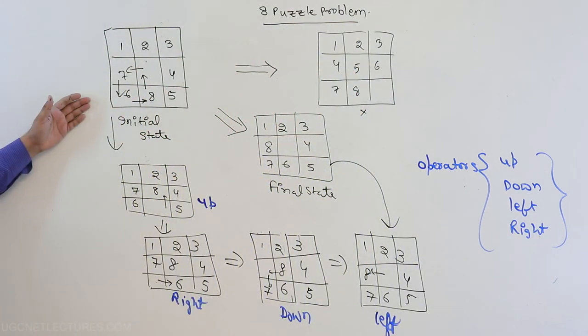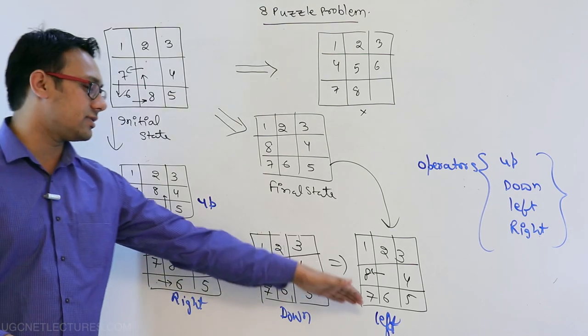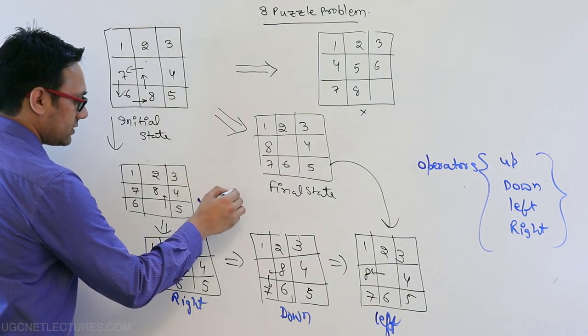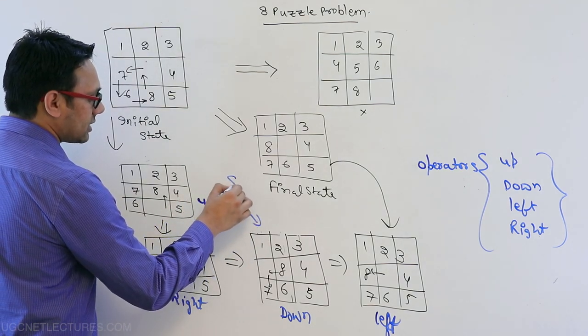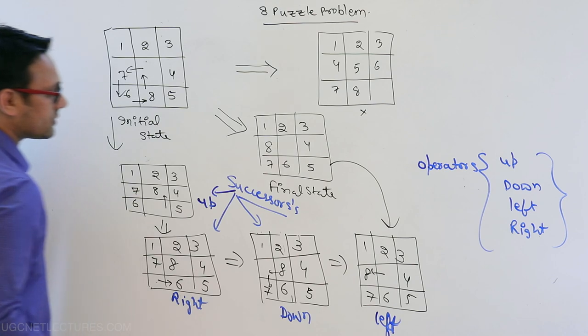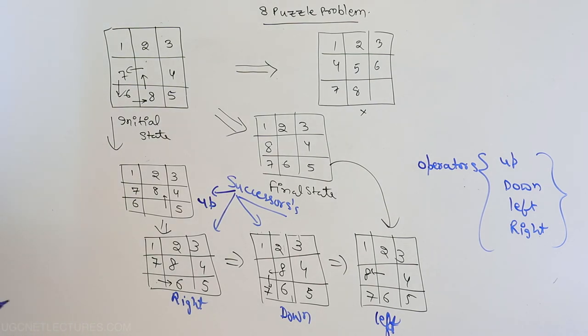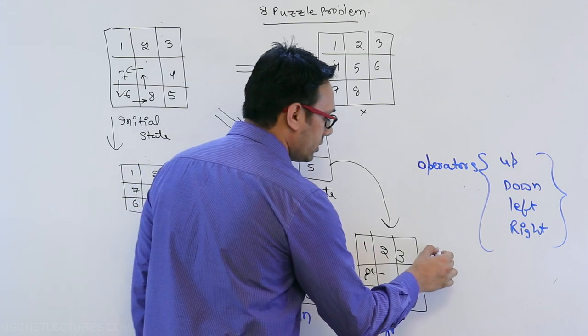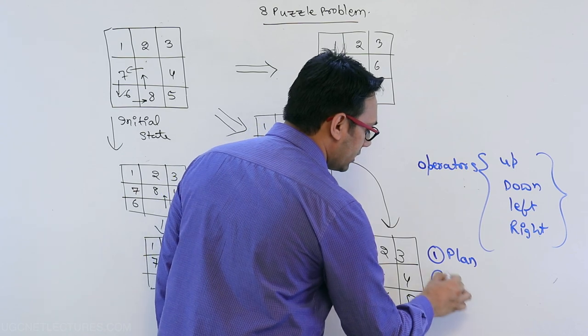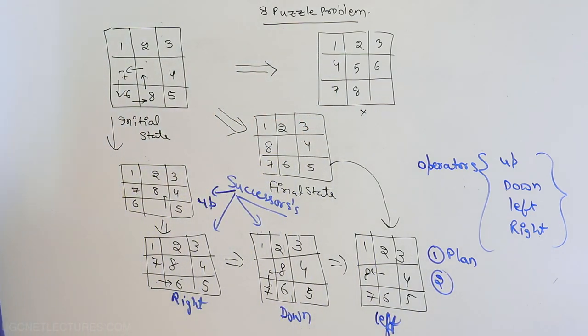This is the initial state, these are intermediate states, and this is the final state. Now you understand that to reach this particular final state, you have taken some sequence of steps, and in this sequence of steps, these things are called successors. As I told you, there are two terminologies which we used. Number one, there is something called a plan. After the plan, I gave you a terminology called the solution plan.